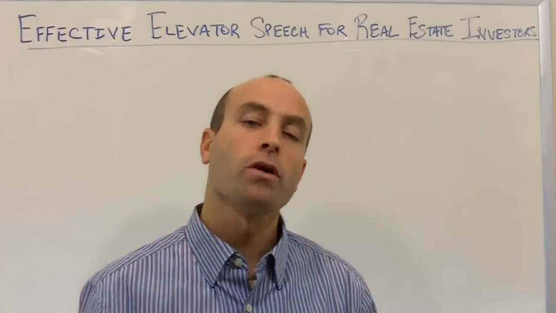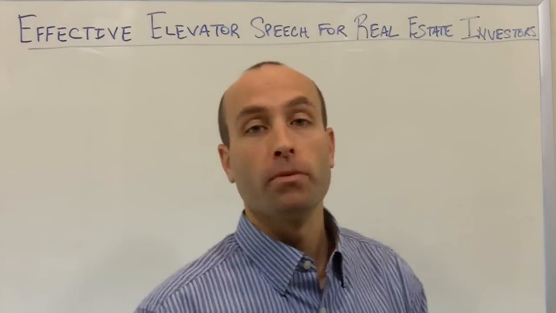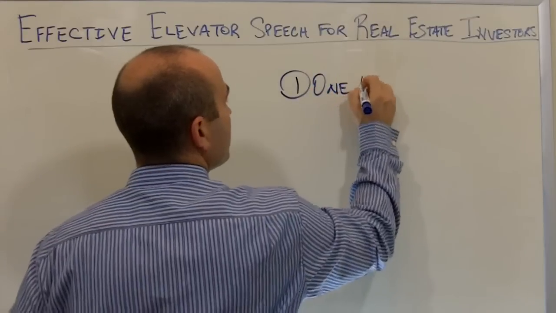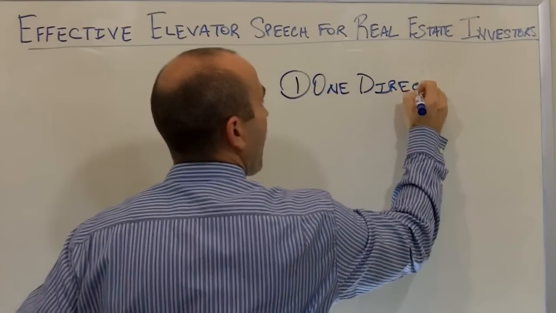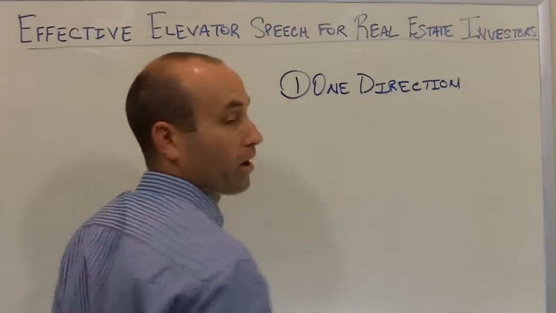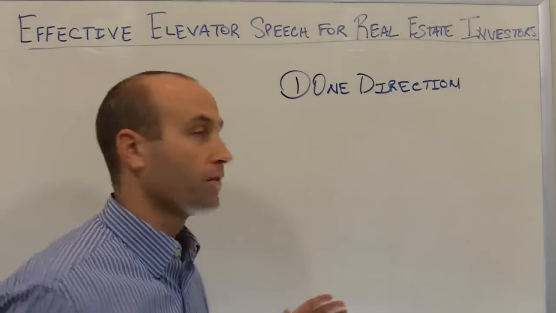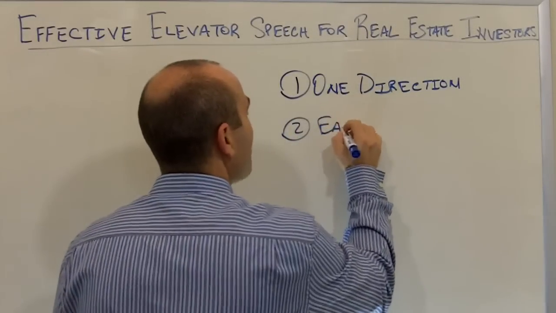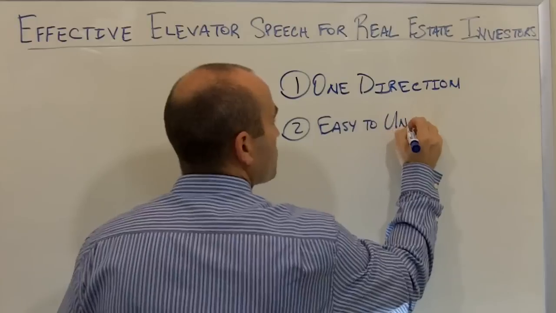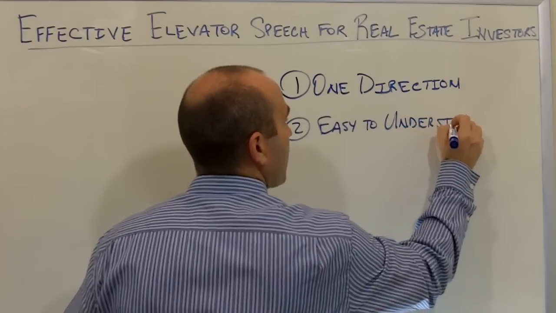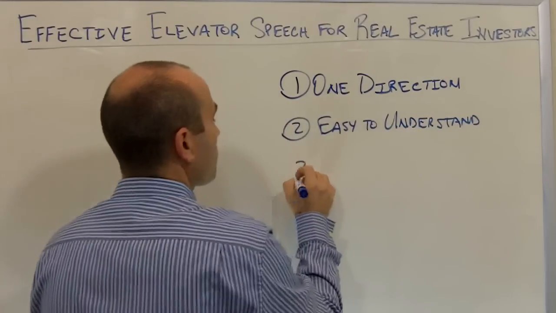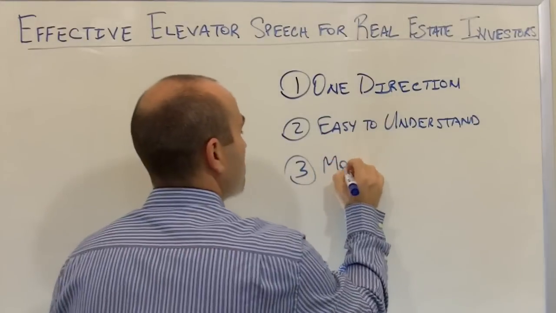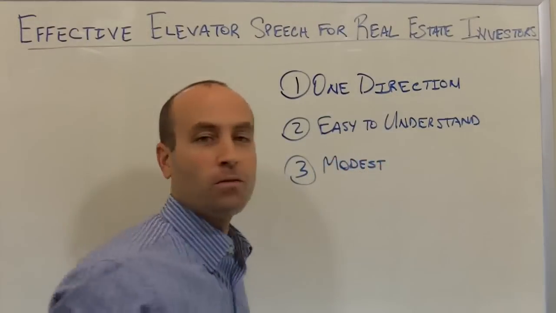When you're creating your own elevator speech, I want you to keep three principles in mind. The first thing is you've got to have one direction, one angle, one line of work, one thing that you do, not 12 things. Number two, you want to ensure that it is easy to understand. And we're going to elaborate on each one of these in a moment. And then number three, I'm going to argue it's better to have more of a modest answer as opposed to one that is dripping with arrogance.